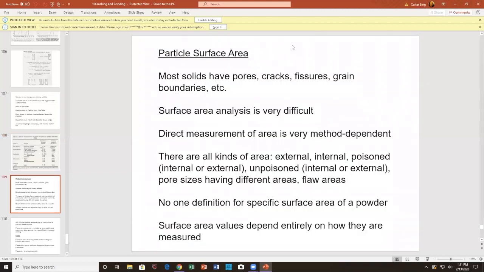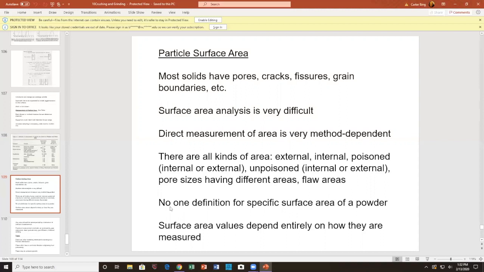Surface area plagues engineering. I don't know if you realize that or not. Most solids have pores, cracks, fissures, and grain boundaries, and surface area analysis is very difficult. The pores have surface areas, cracks have surface areas, fissures have surface, grains have surface. Direct measurement of areas is very method dependent. All kinds of areas. Surface areas plague engineering.